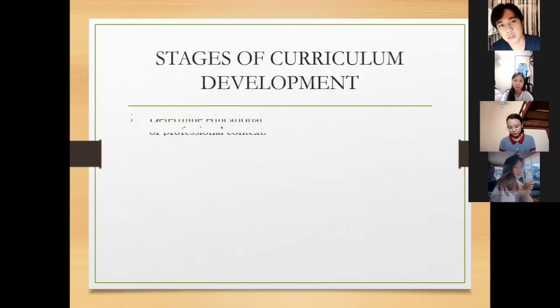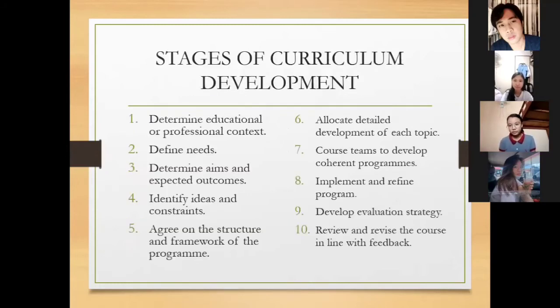Okay, stages of curriculum development, we have 10. Pareho lang to dun sa curriculum development cycle. In-specify lang. First, determine educational or professional context. Like, nasa school ka, ano ang kapaligiran? What is the society that you are within? Define the needs of the learners and the school and the society. Determine the aims. Ayan, state mo na yung objectives mo. Identify ideas and constraints. Pag dineliver mo ba tong plan na to, what will be the possible problems? Okay? Ina-assume mo na, pero hindi mo sinusulat.